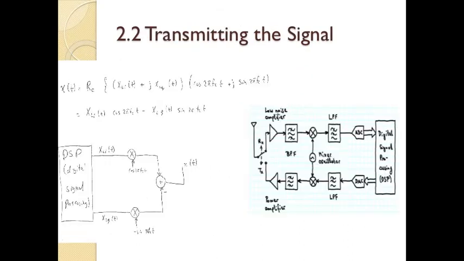For the transmitting of the direct conversion transceiver, the two signals will come out from the digital signal processing, and they will go through a local oscillator that shifts the frequency by cos 2 pi fct for the xI signal, and by negative sine 2 pi fct for the xQ signal, and then it will add them up to bring out the final result, which is x of t, the recovered signal that has been demodulated in the direct conversion transceiver.